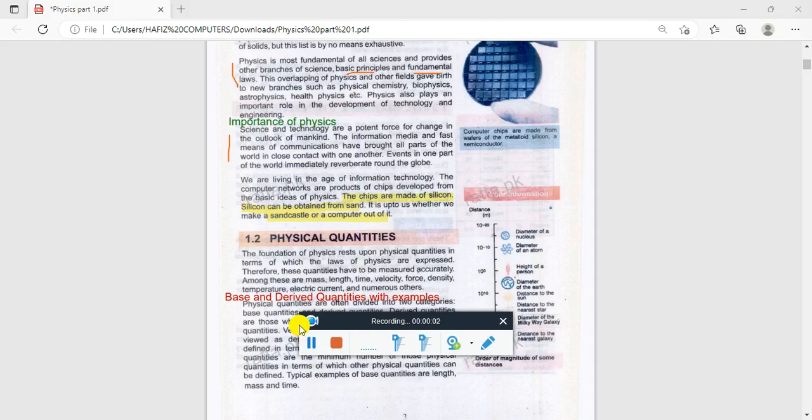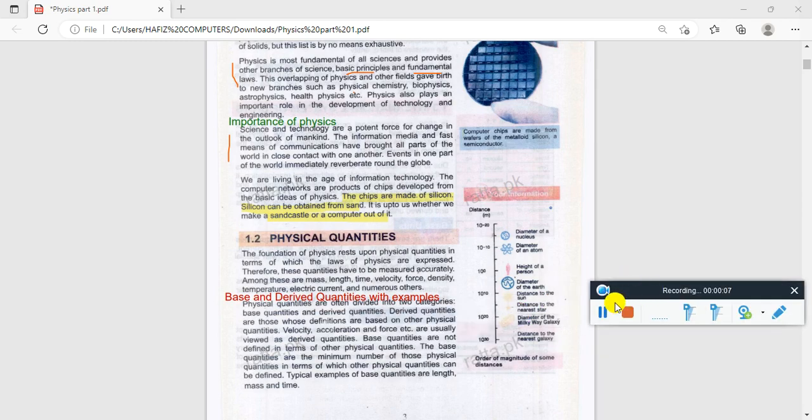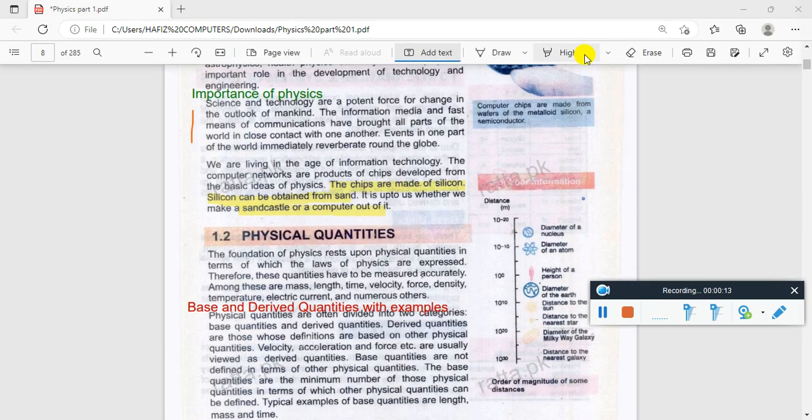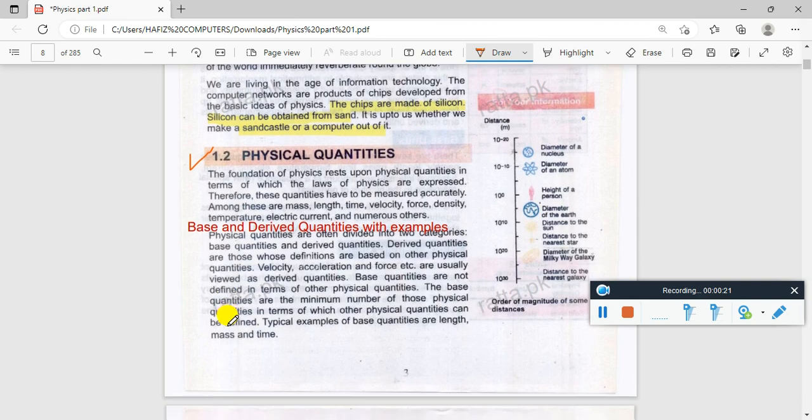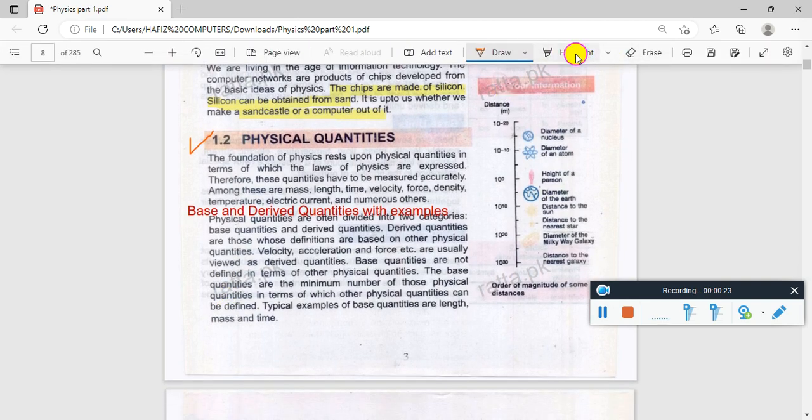Now I welcome you to another video of this playlist of chapter number 1. So the next topic is physical quantities. In physical quantities we will discuss mainly base quantities and derived quantities.